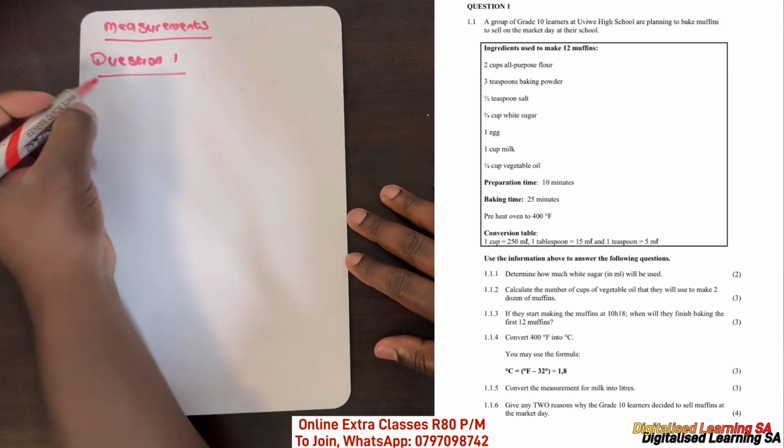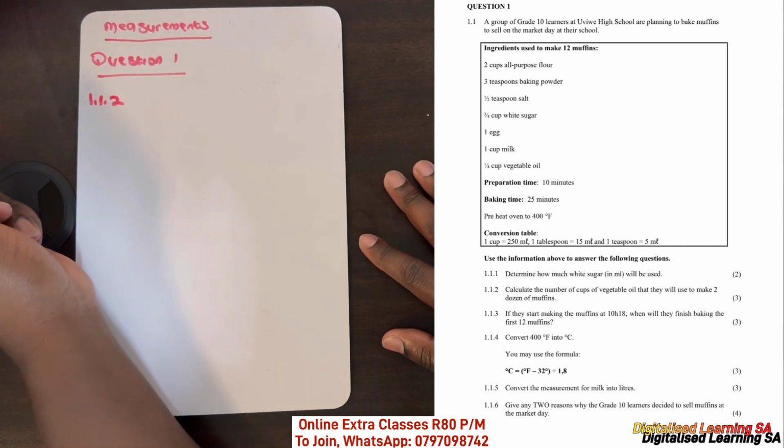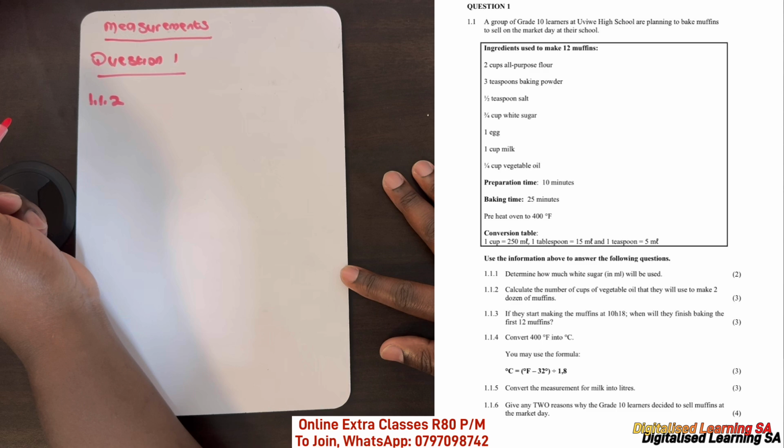Now let's go ahead and work on question 1.1.2. Question 1.1.2 says calculate the number of cups of vegetable oil that they will use to make 2 dozen muffins.